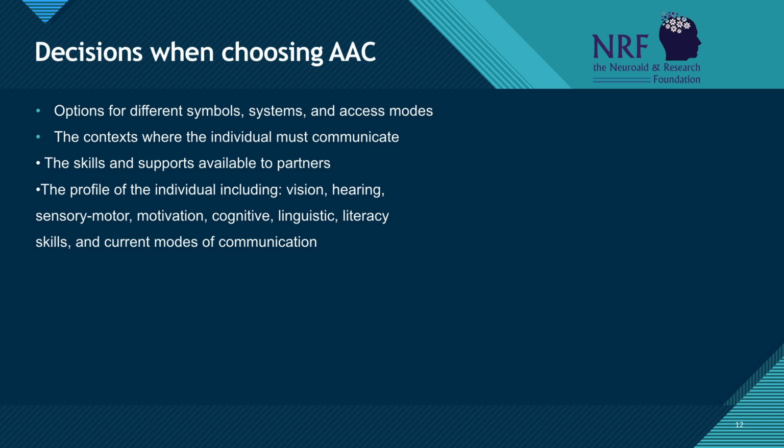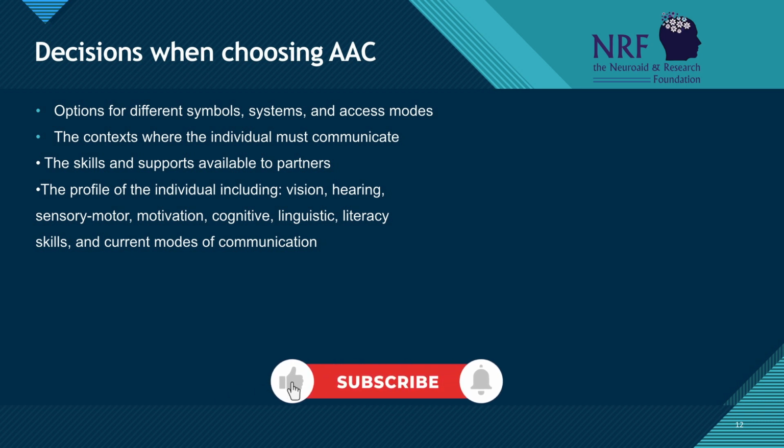Decisions when choosing AAC. When you opt for an AAC, based on your assessment strategies, you should see your options for different symbols, systems, and access modes, the context where the individual must communicate, the skills and support available to partners, be it their caretakers, guardians, or parents, the profile of the individual, including vision, hearing, sensory motor, motivation, cognitive, linguistic, literacy skills, and current modes of communication. AAC has a wide variety to choose from.